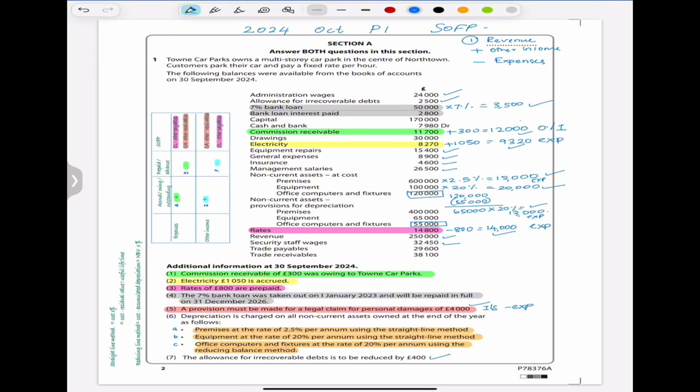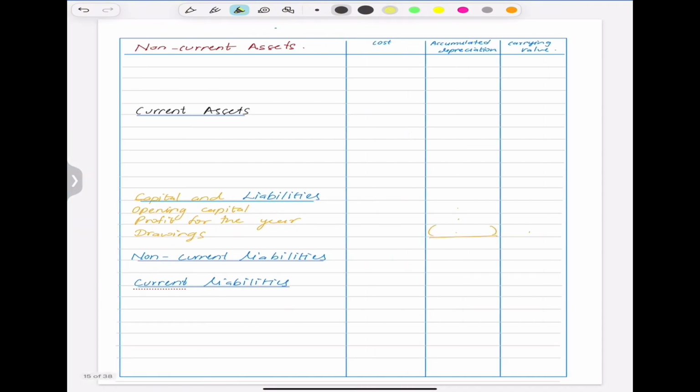Now, let's complete the statement of financial position for 2024 October paper 1, question 1. You should be familiar with the format of a statement of financial position. Let's give a heading. Statement of financial position at 30th September 2021.